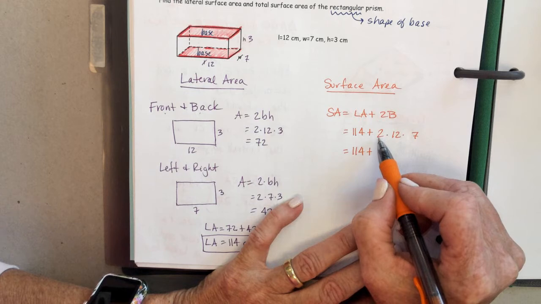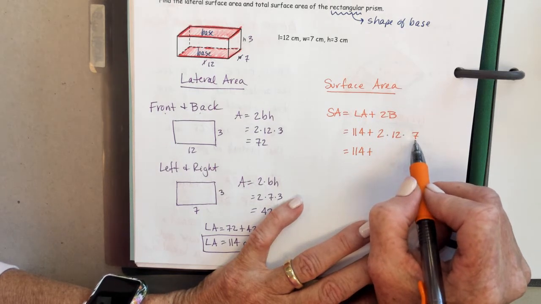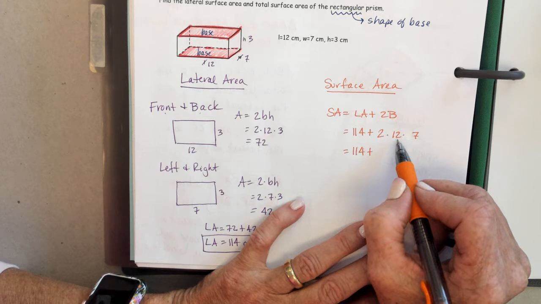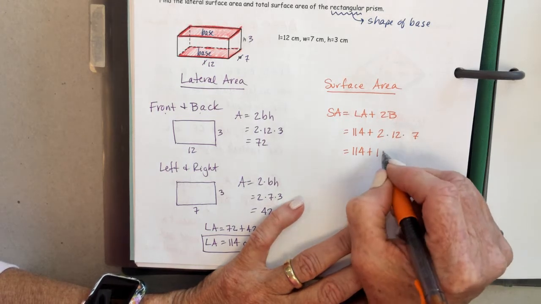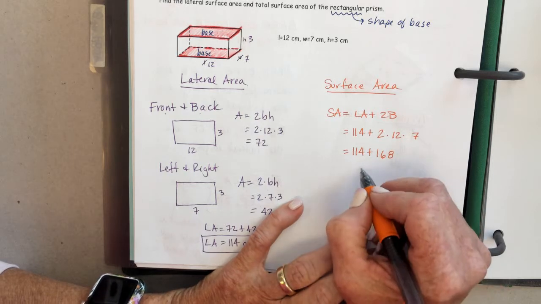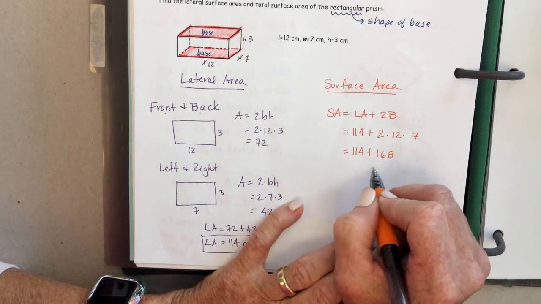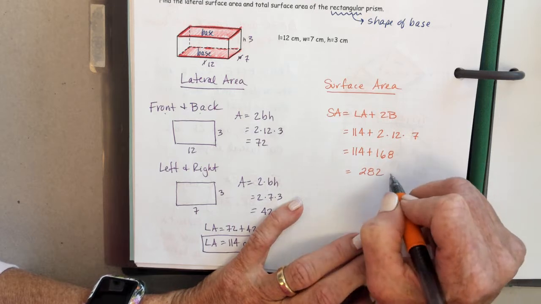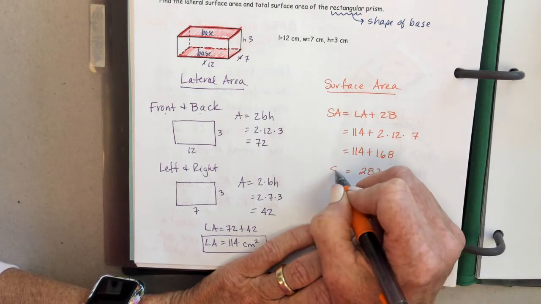114 plus, let's see again, I think I'm probably going to do 2 times 7 is 14. 14 times 12, 168. And then 114 and 168, that is 282 centimeters squared.